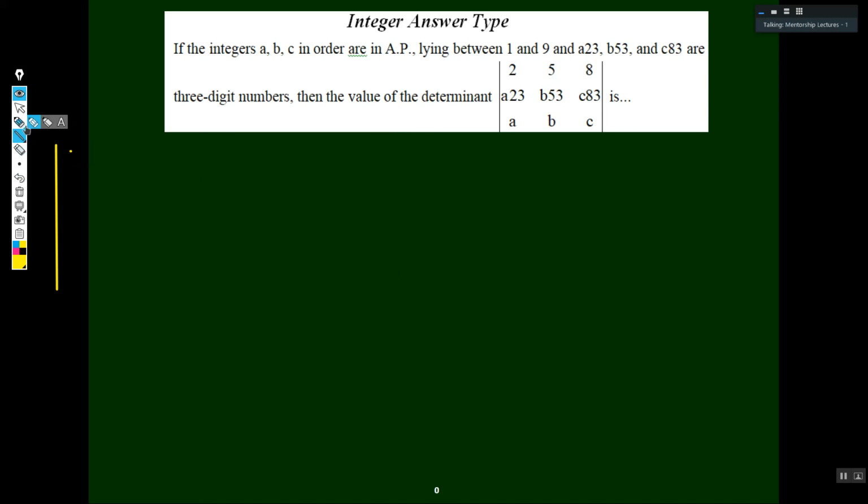What is that? The first row remains as it is, 2, 5, 8. Let me write the second row first so that we'll be comfortably writing the entire matrix. 100A plus 20 plus 3.